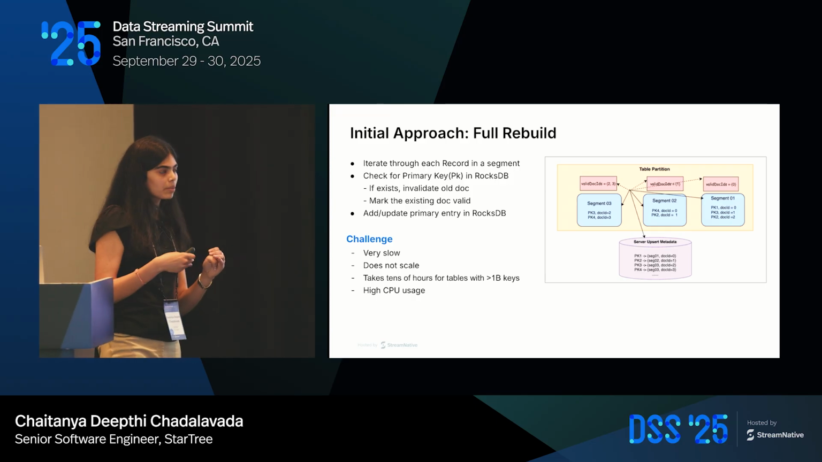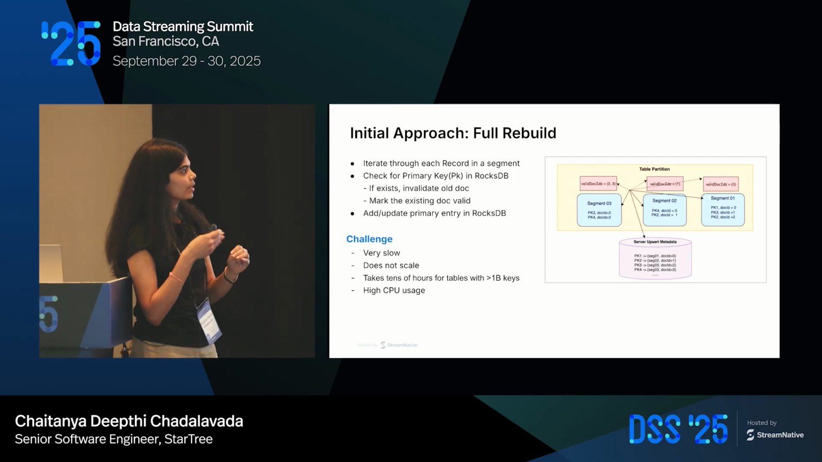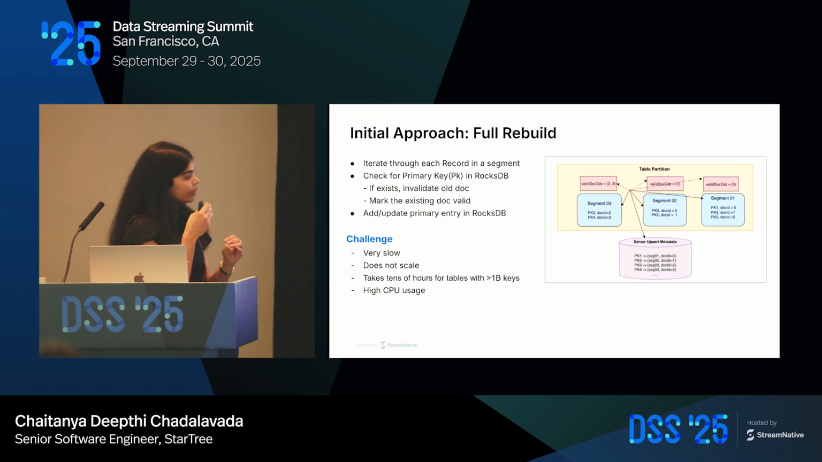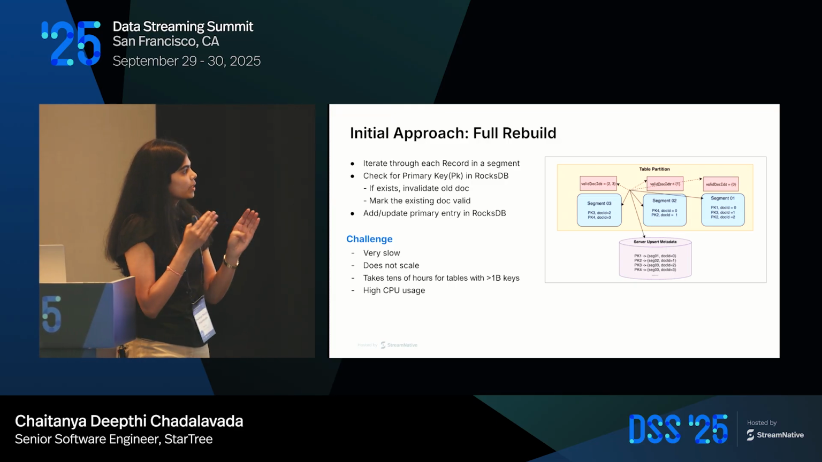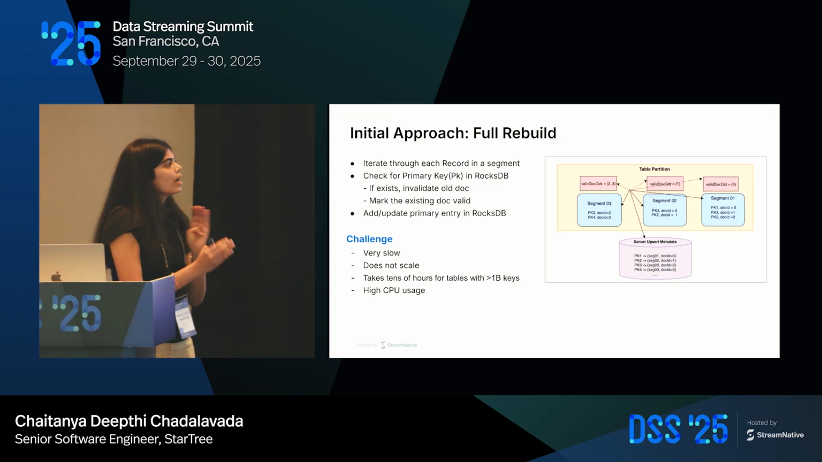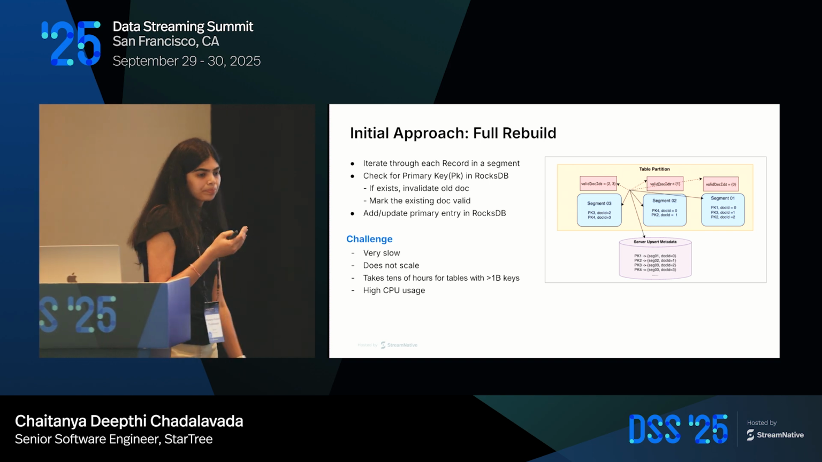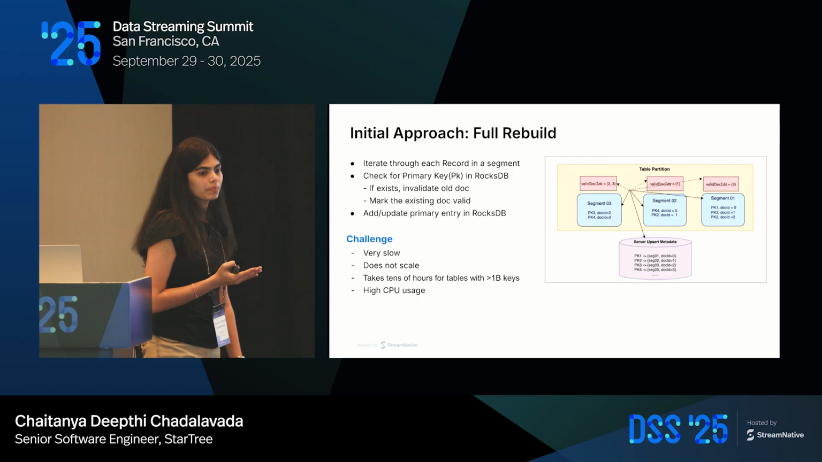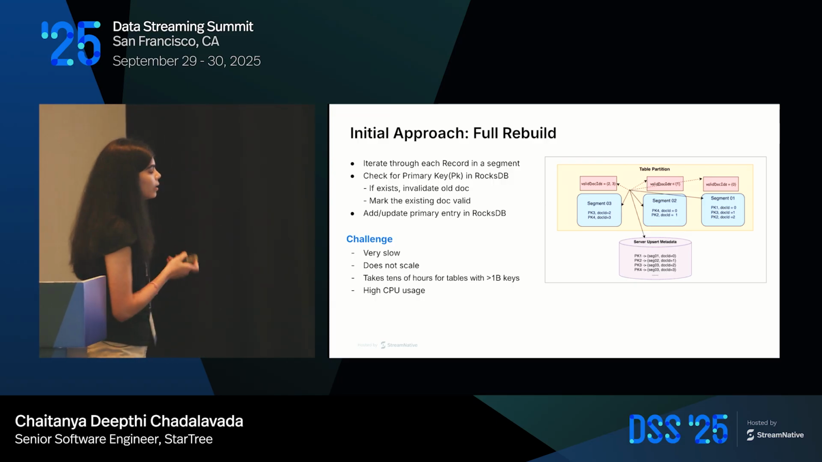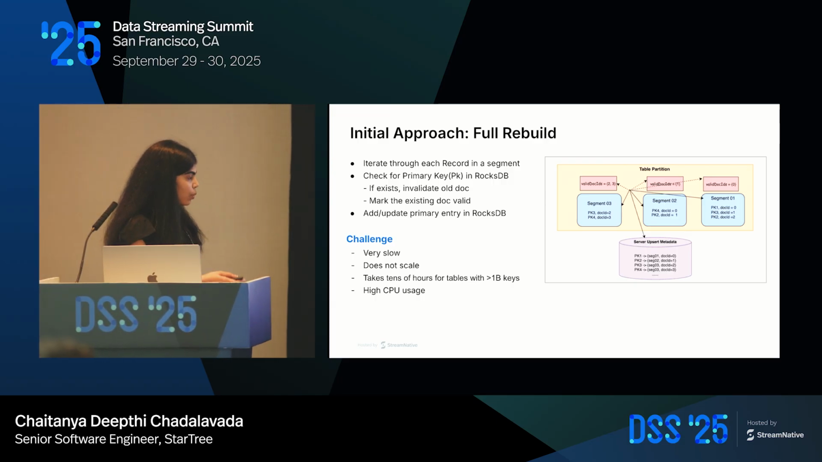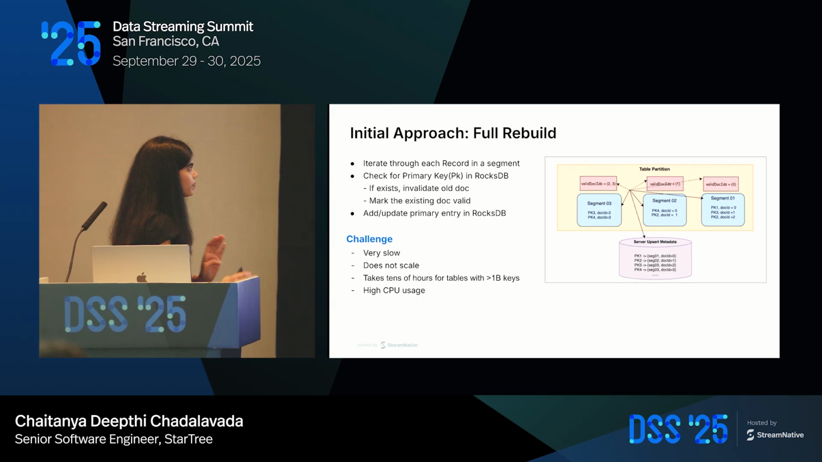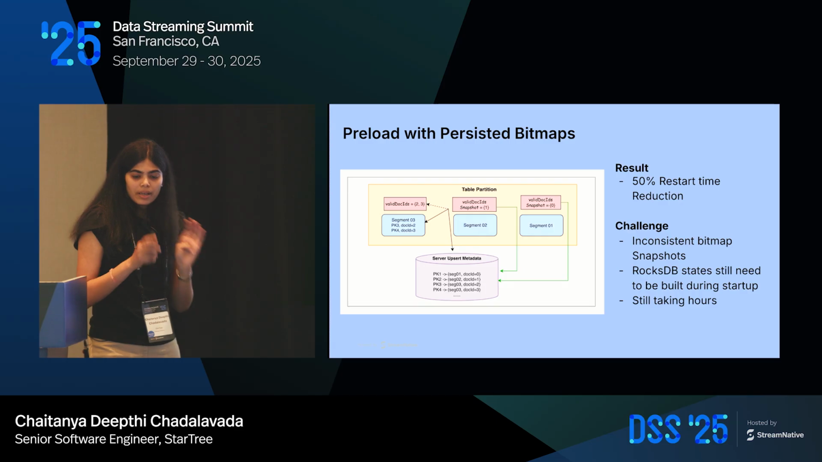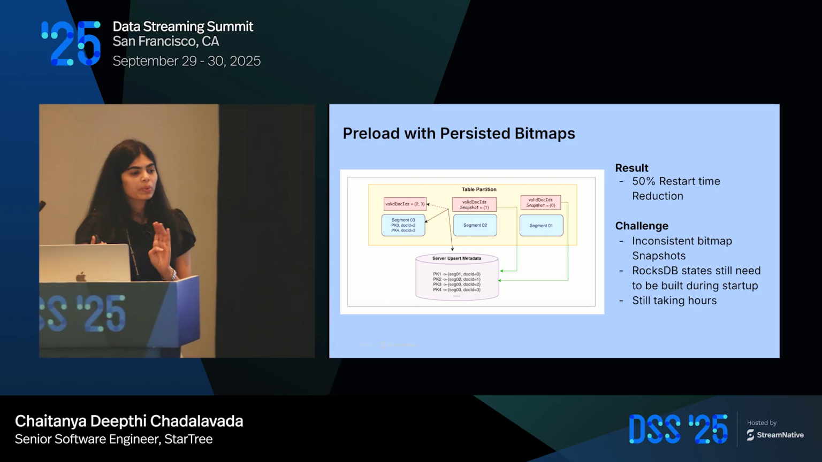In this approach, we look at each of the segments, iterate through each of the documents, invalidate and validate the documents depending on which key is valid, and insert the metadata onto the server. But this process is very slow when you have billions of primary keys and petabytes of scale data. This process was slow and it was taking around several hours.